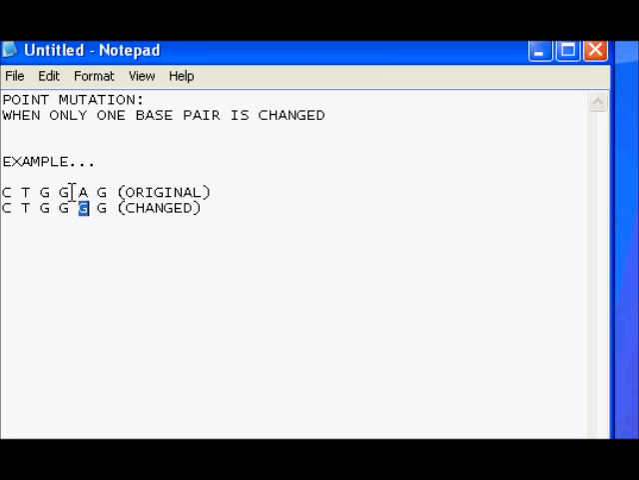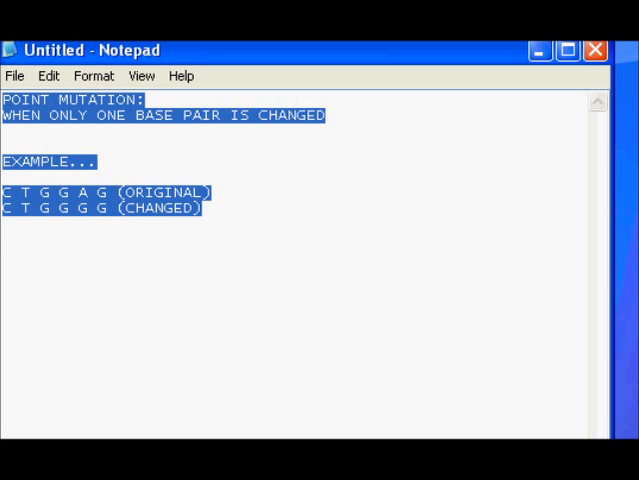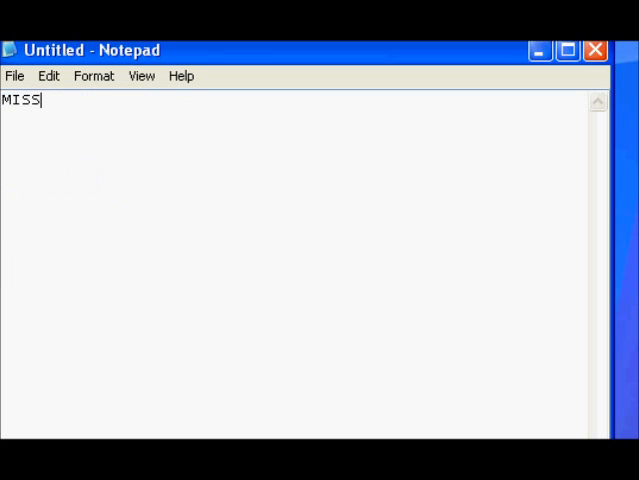And the second one is missense. Missense is a type of substitution. It's a substitution that results in an amino acid being changed, or put in the sequence.